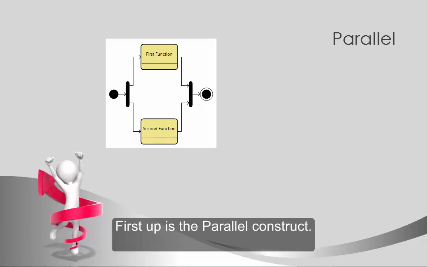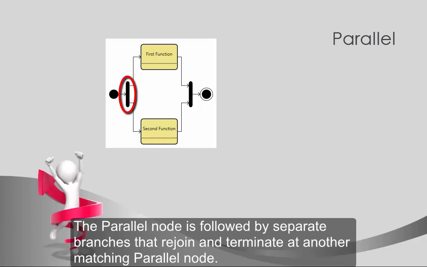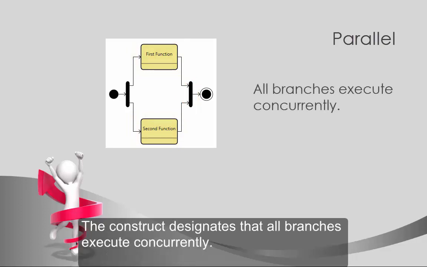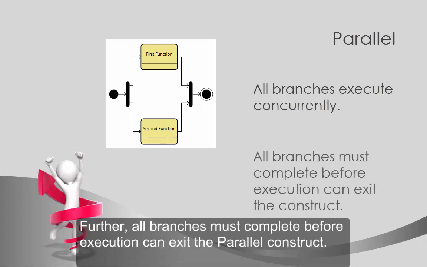First up is the parallel construct. The parallel node is followed by separate branches that rejoin and terminate at another matching parallel node. The construct designates that all branches execute concurrently. Further, all branches must complete before execution can exit the parallel construct.